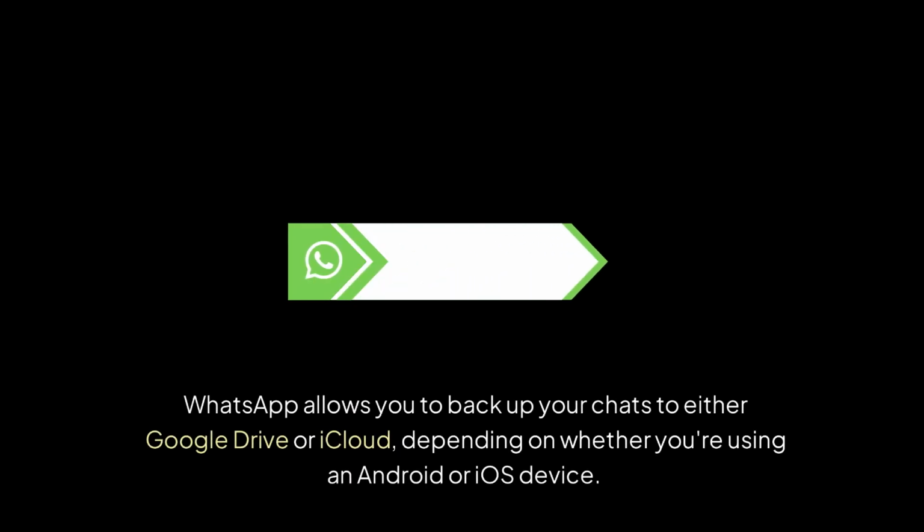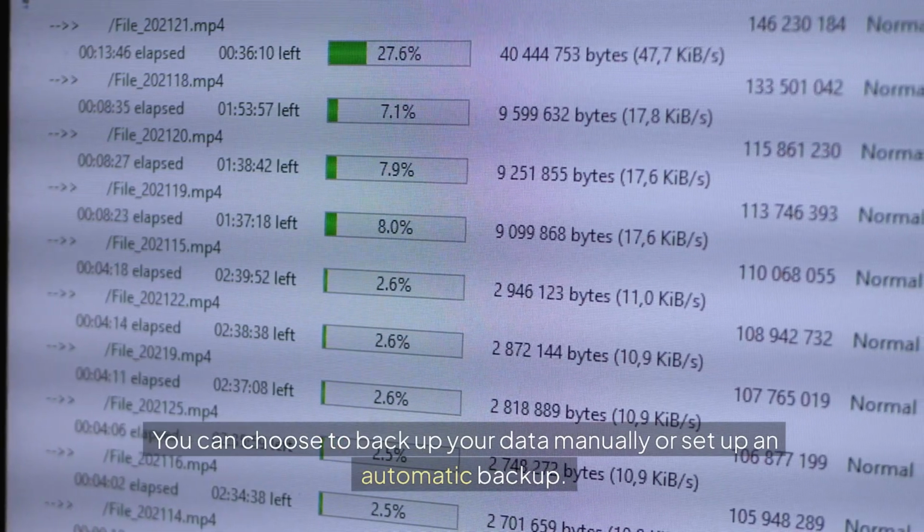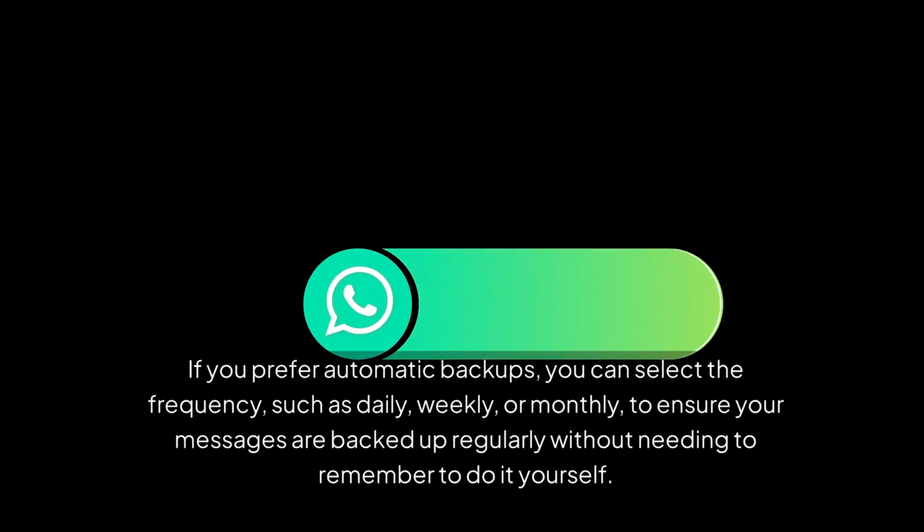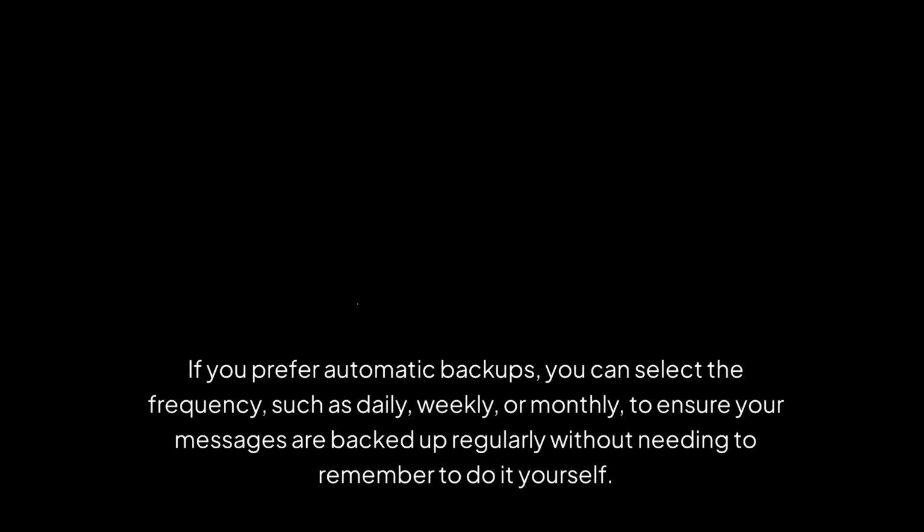WhatsApp allows you to back up your chats to either Google Drive or iCloud, depending on whether you're using an Android or iOS device. You can choose to back up your data manually or set up an automatic backup. If you prefer automatic backups, you can select the frequency, such as daily, weekly, or monthly, to ensure your messages are backed up regularly without needing to remember to do it yourself.